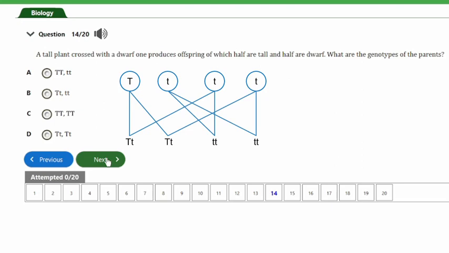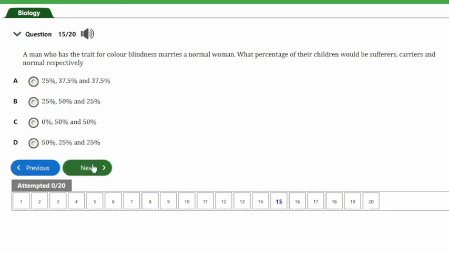So guys, when we check this out, we'll see that we'll have two tall plants and two short plants, and that's half to half. So guys, remember that since the capital T is dominant, the organisms having heterozygous T will show tallness phenotypically. So guys, that's it about this question, and then we'll go again to the next question. That's question number 15, guys.